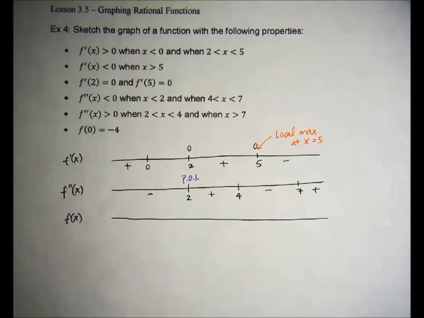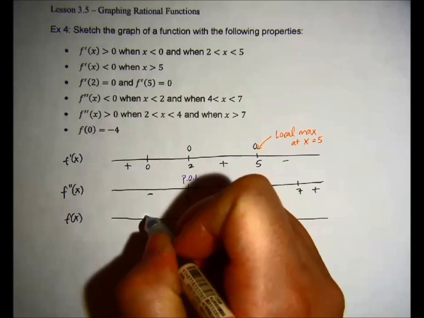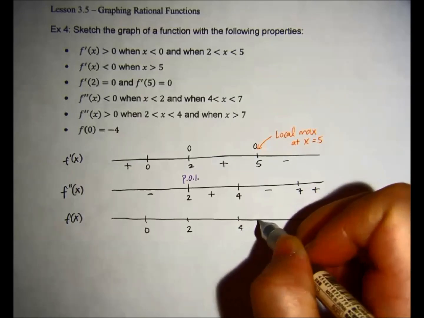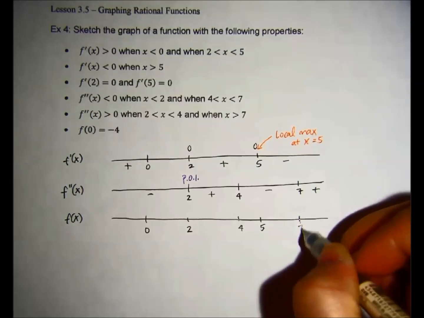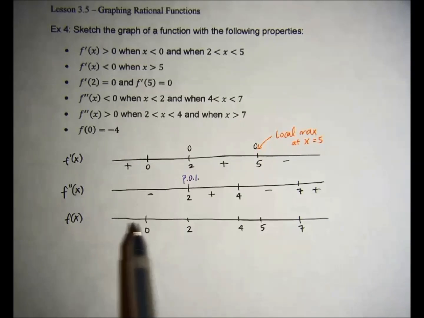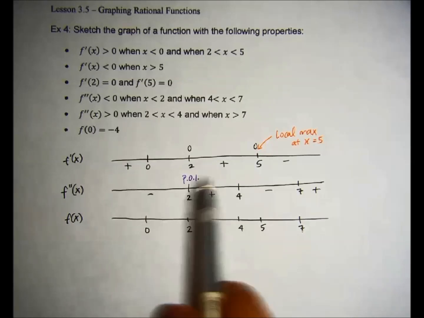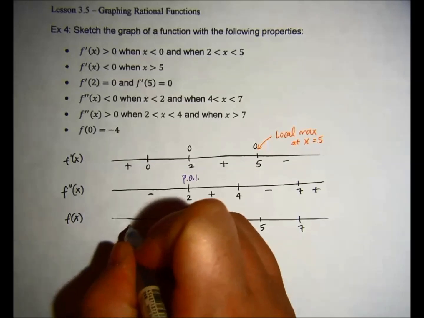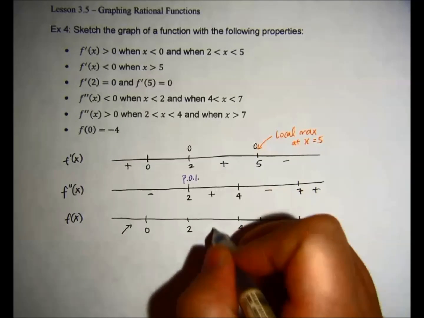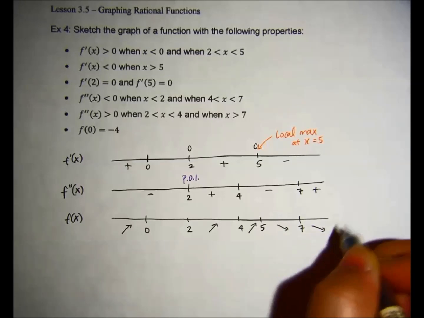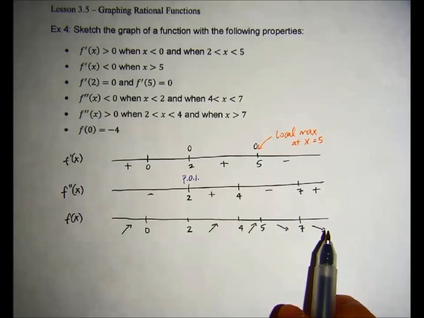All right, so now, based on this information, I would say that you should just put these same numbers down, 0, 2, 4, 5, and 7 for the final function number line. And then that way you can consolidate these two pieces of information together. So here we have the function is increasing, then increasing, increasing, decreasing, decreasing. That's based on f prime.